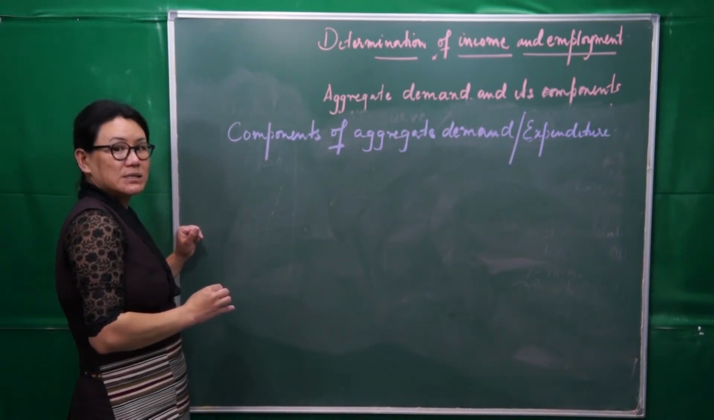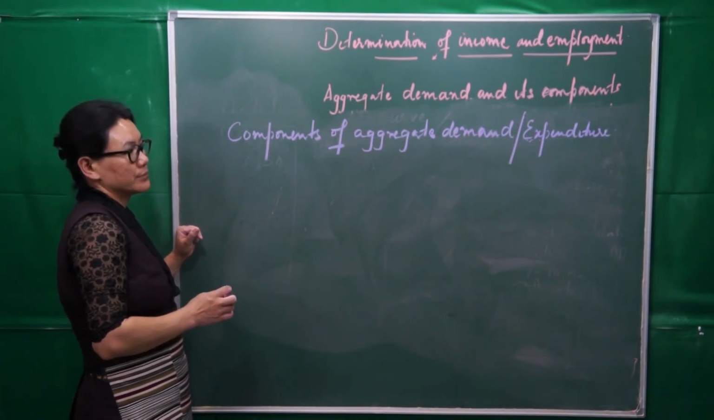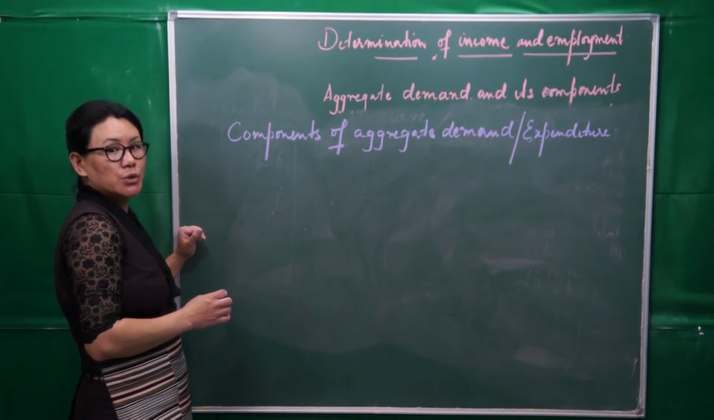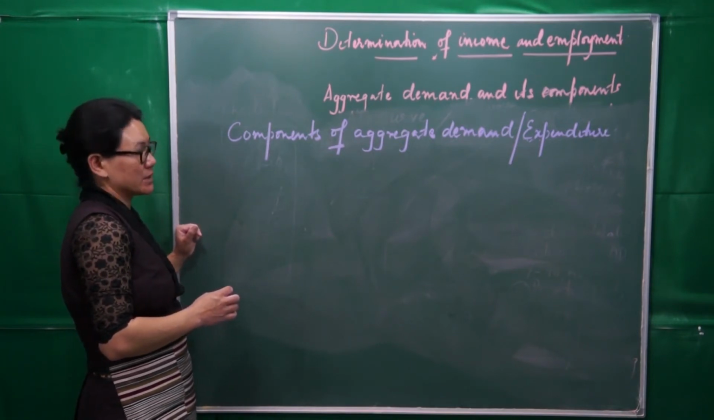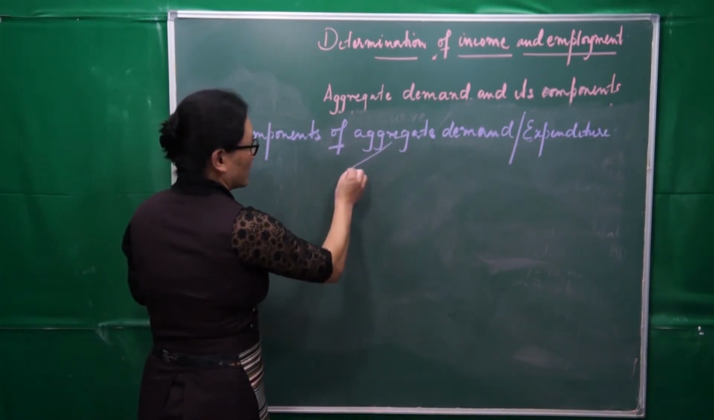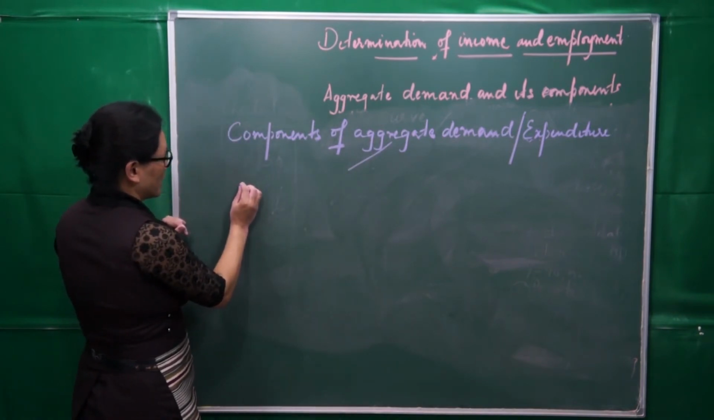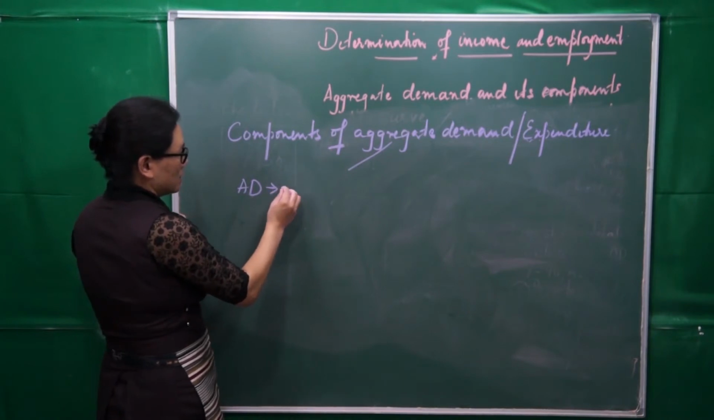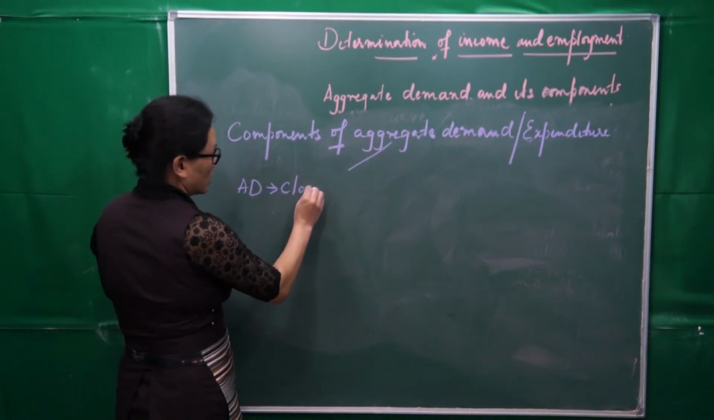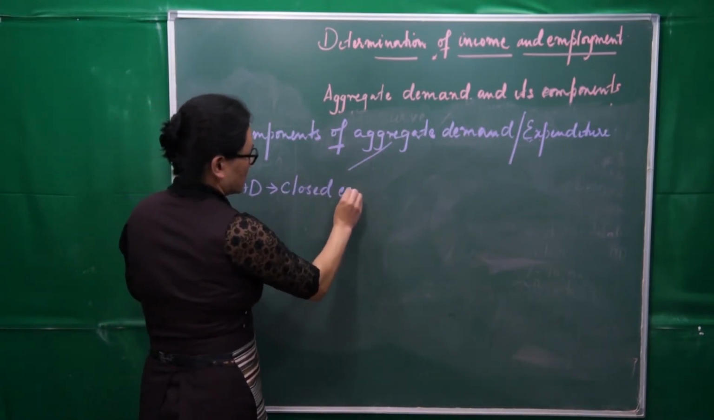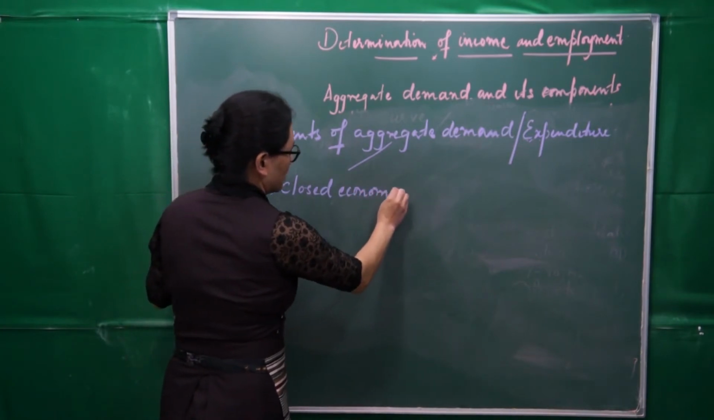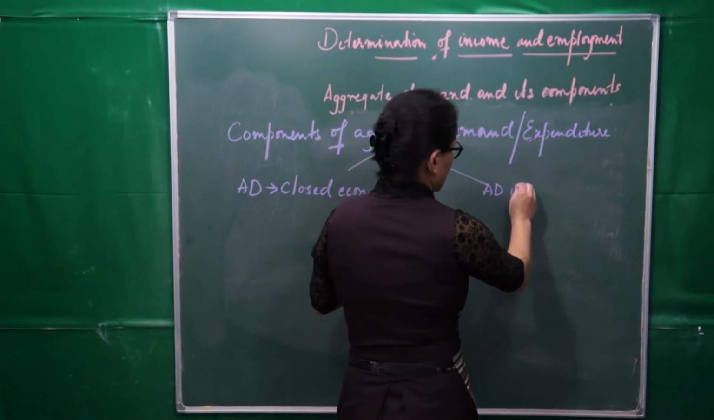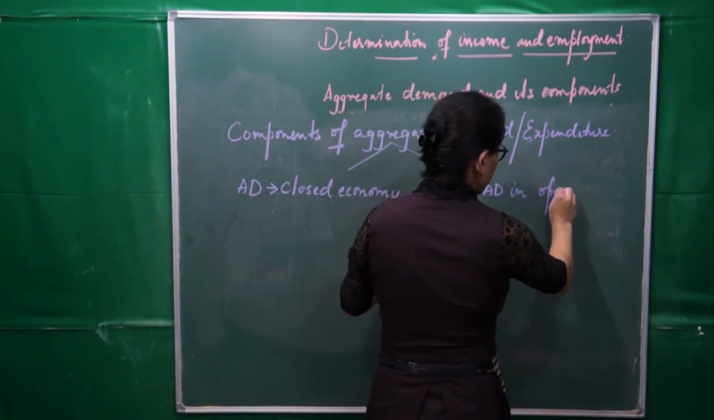Now we will classify the components of AD into two categories. First one will be AD in closed economy and AD in open economy.